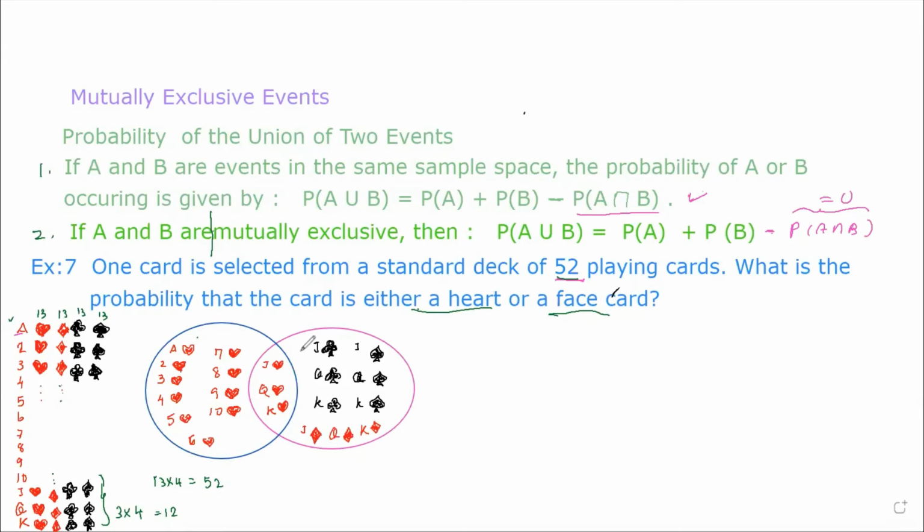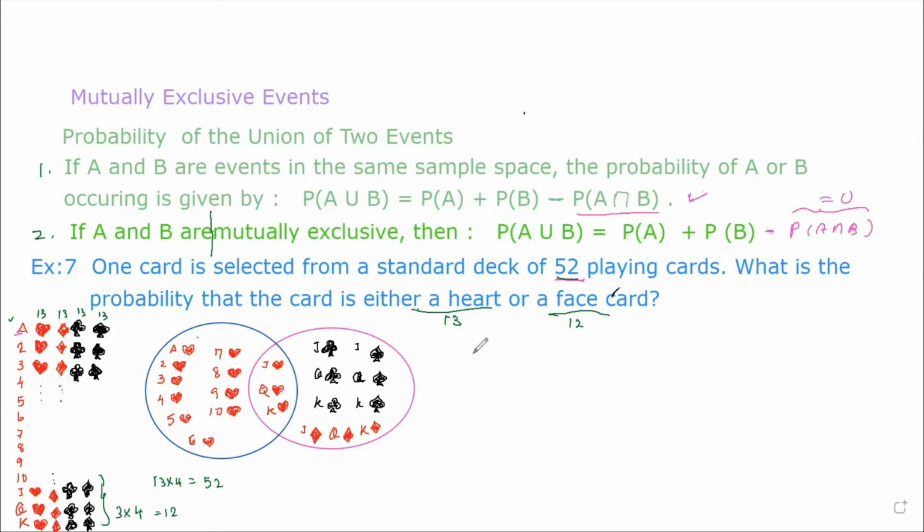Okay, now hearts. Hearts, you count from here: A, 1, 2, 3, up to 10, right? And then jack, king, queen. So this heart total is what? 13 also, right? This one has 13. And face cards, from here we just count, we have 12.